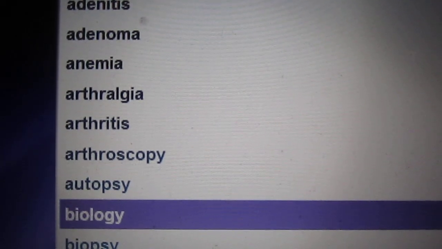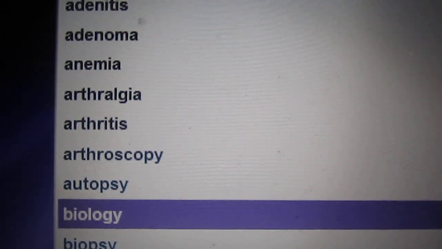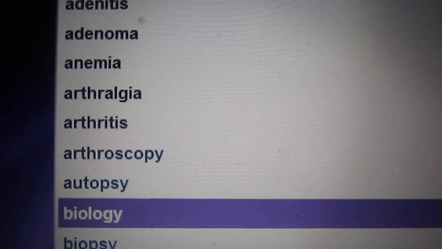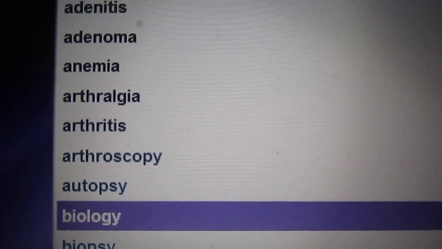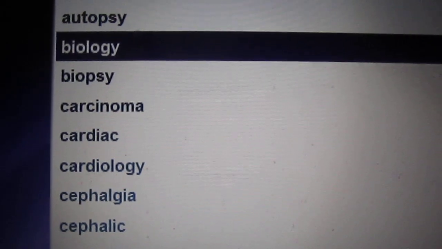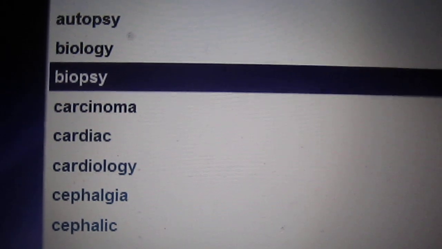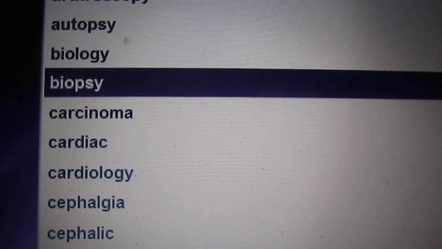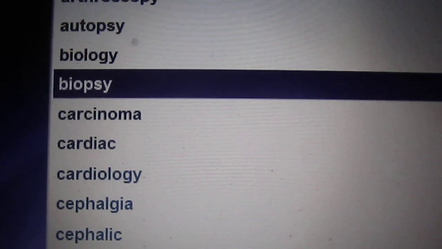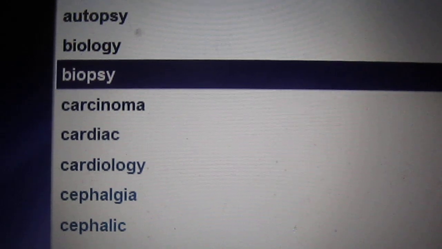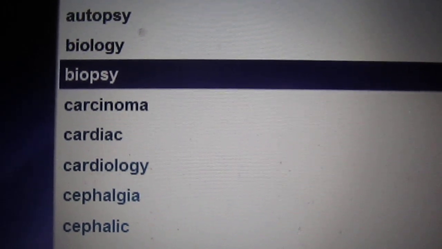Biology. Bio, B-I-O, is the combining form meaning life. The suffix logy, L-O-G-Y, means process of study. Biology is a process that studies life and living organisms. Biopsy. Biopsy literally means the process of viewing life. A biopsy is performed by removing a small piece of living tissue and examining it under a microscope.